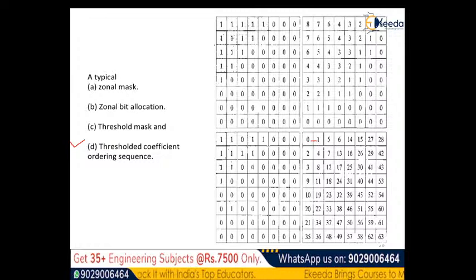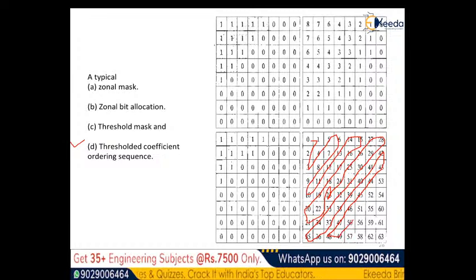So right from 0 we go to 1, then 2, 3, 4, 5, 6, 7, 8, 9, then 10 through 14, then 15 through 20, then 21 through 27, then 28 through 35, then 36 through 42, then 43 through 48, then 49 through 56, and 57 through 63.